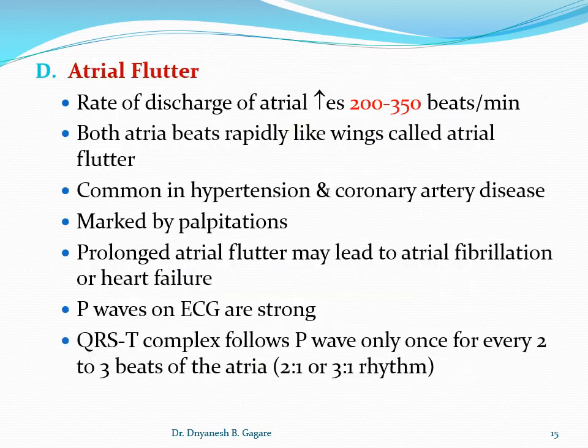Now the next slide. What is atrial flutter? Paroxysmal tachycardia sometimes leads into flutter, that is atrial flutter. And what is atrial flutter? Very simple, try to understand: the rate of discharge of the atria increases, and sometimes it increases to 200 to 350 beats per minute. So very fast beating is there by the atria. It is like both atria beat rapidly like the wings of a bird, and it is called atrial flutter.